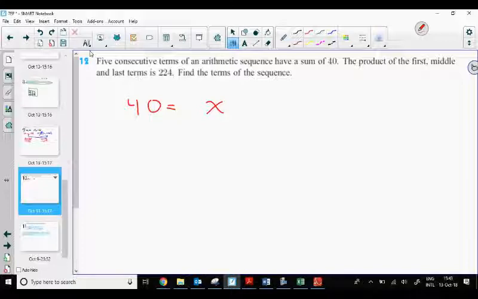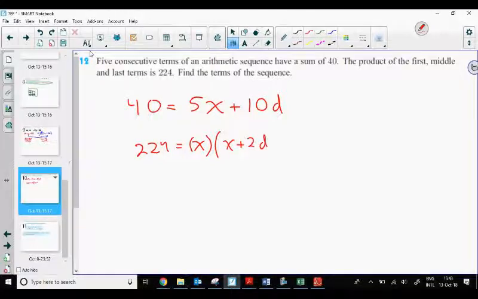So how many x's do I have here in total? I'm going to have 5 x's. And then I'm going to have, I think, 10 of the common differences. That looks useful. We'll come back to that in a moment. The product of the first, the middle, and the last is 224. So the first was x. The middle was x plus 2d, and the last was x plus 4d. And here we go. We got another system of equations with 2 variables that we need to solve.